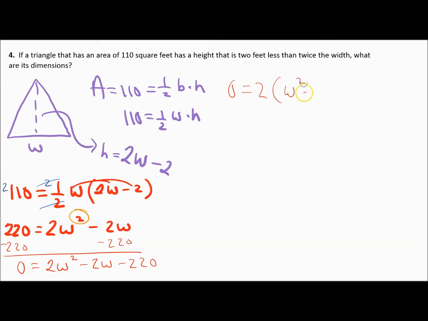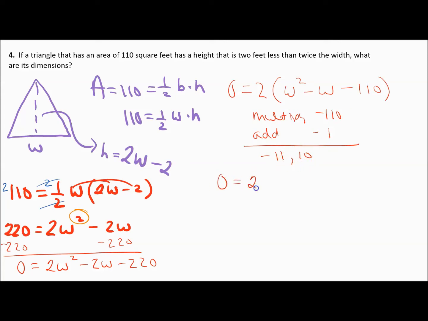We've got w squared minus w minus 110. So when I factor this, I'm trying to find numbers that multiply to equal negative 110 and add to equal negative 1. The numbers that might do that are a negative 11 and a positive 10. Well, check it. Multiply those together. That's definitely negative 110. Add those together. That's definitely negative 1. So this will factor into 2 times w minus 11 times w plus 10.